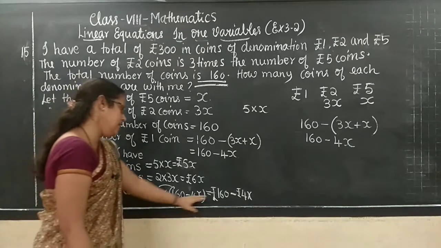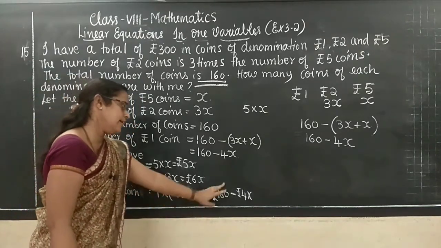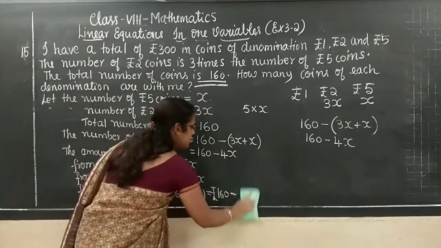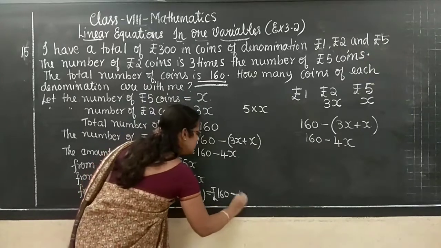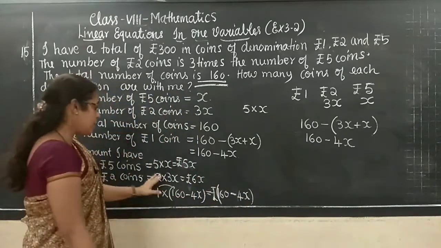1 into 160 is 160, 1 into 4x. That is rupees. So like this you can write. Otherwise, the rupees you can write outside the bracket, common. Is it okay, children? So this is about the amount.